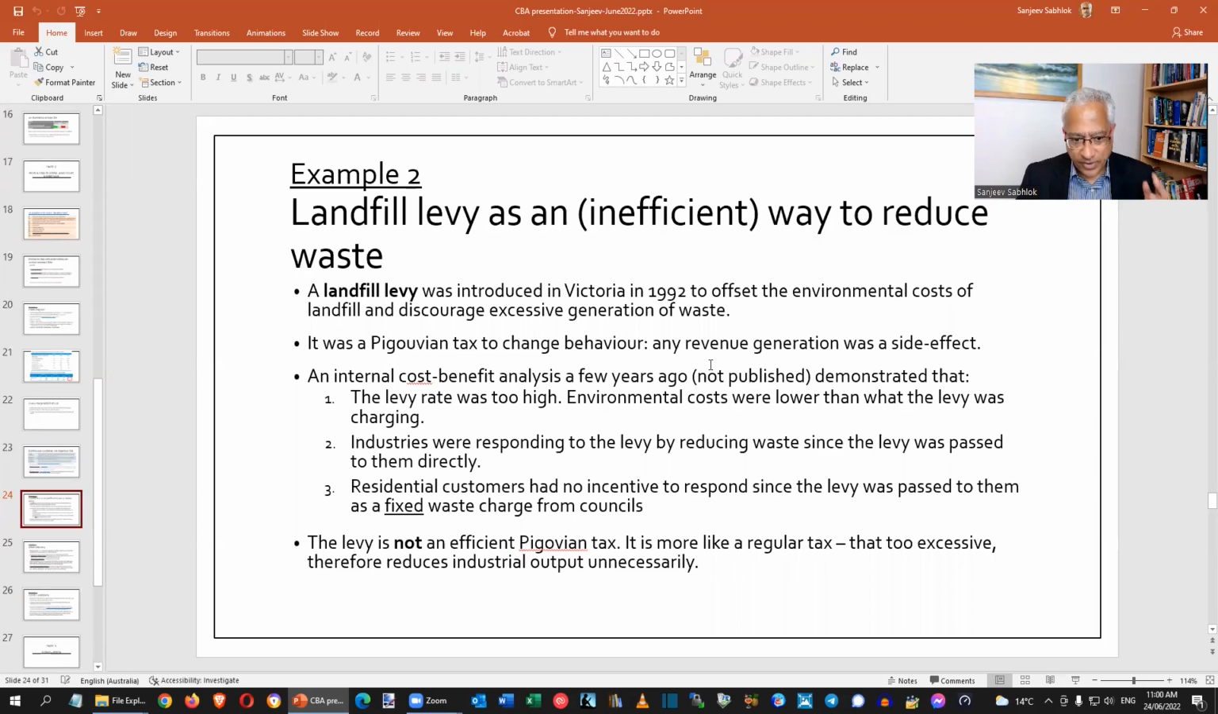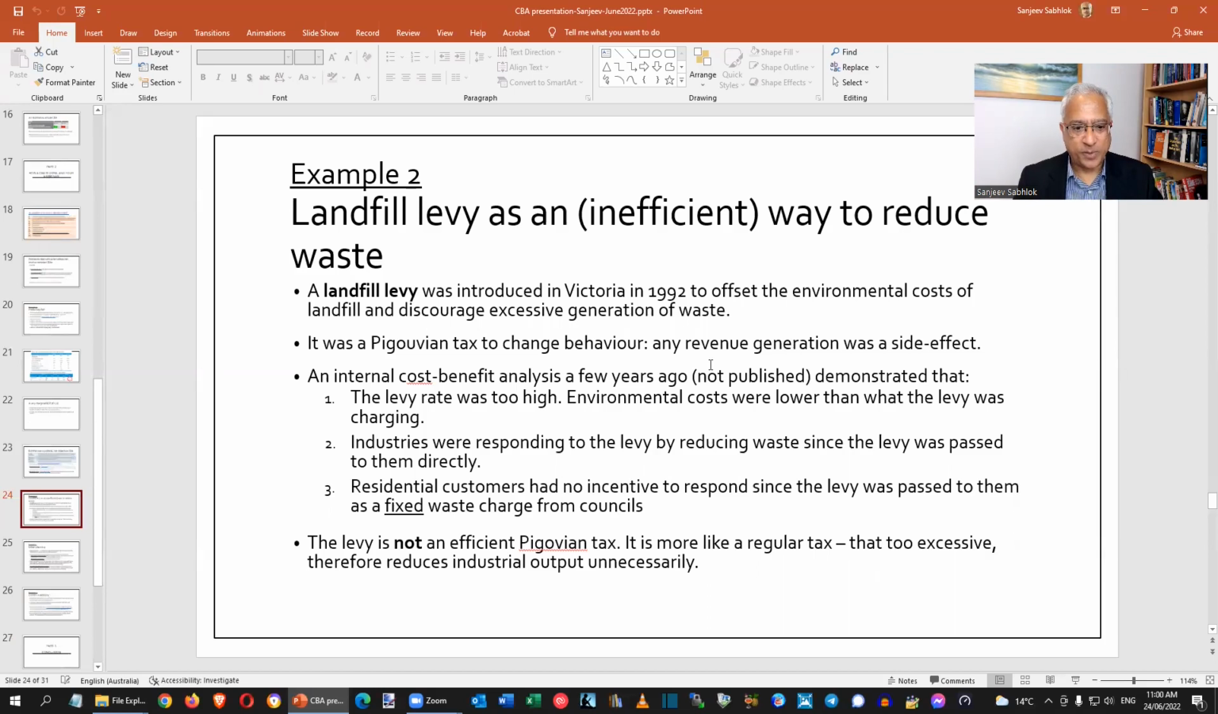Now, the residential customers, you're aware, most of your residential customers, the amount that you pay for your waste does not vary based on the amount that you put in. You can fill the bin, or you can put half, and you still pay the same because it's a fixed cost that's passed on by the councils to you. Therefore, it doesn't really affect the average person, who are the vast majority of the people who create waste. So it's not really helping at all in achieving that goal.